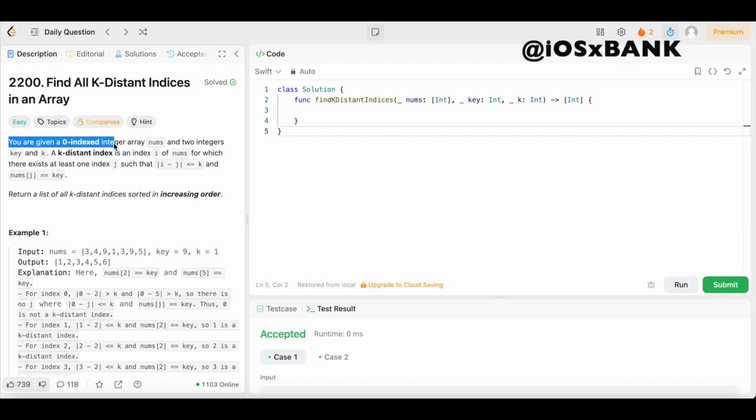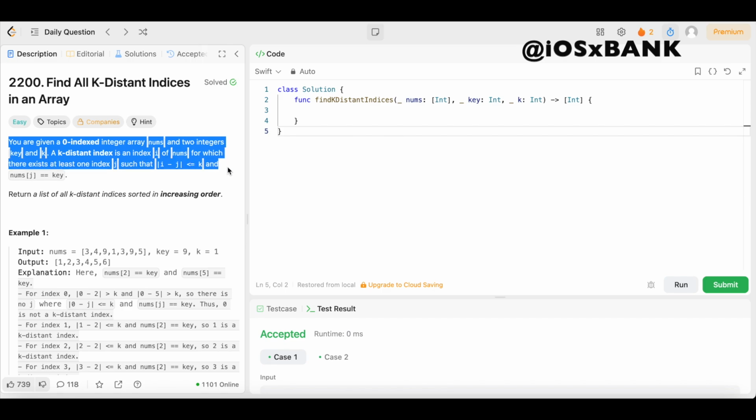Now let's see what the question says. You are given a zero-indexed integer array nums and two integers key and k. A k-distant index is an index i of nums for which there exists at least one index j such that the absolute value of i minus j is less than or equal to k and nums[j] is equal to key. Return a list of all k-distant indices sorted in increasing order.